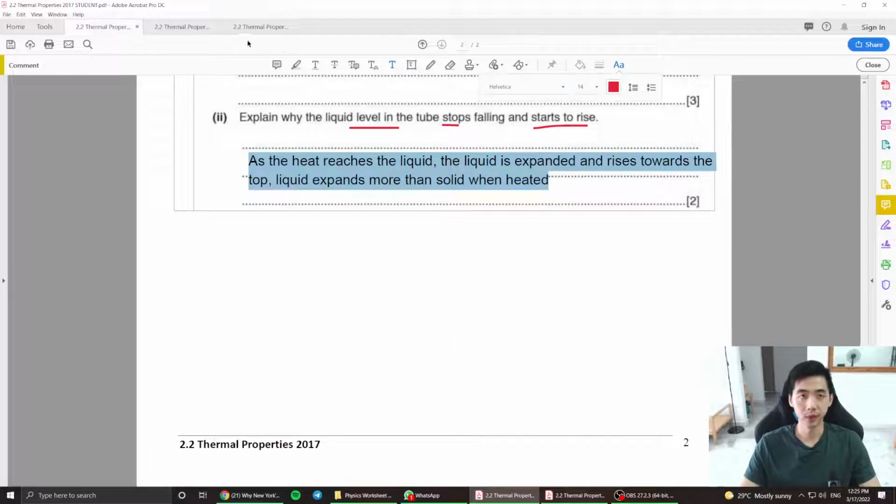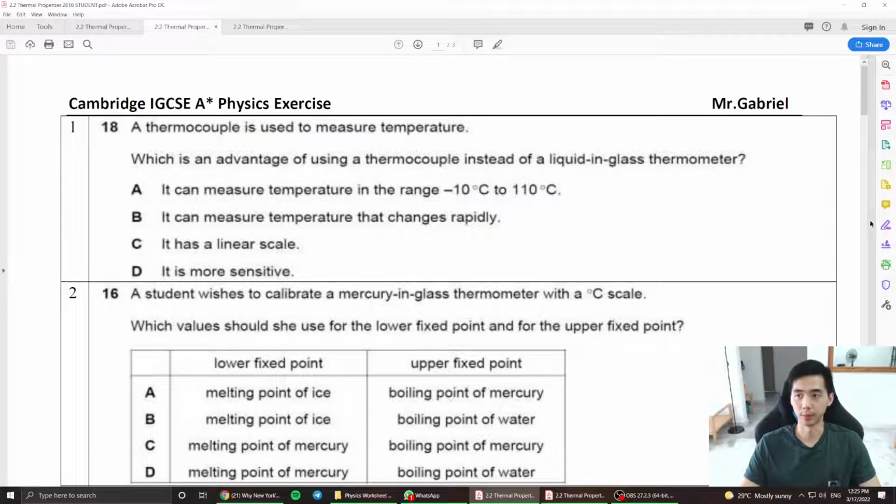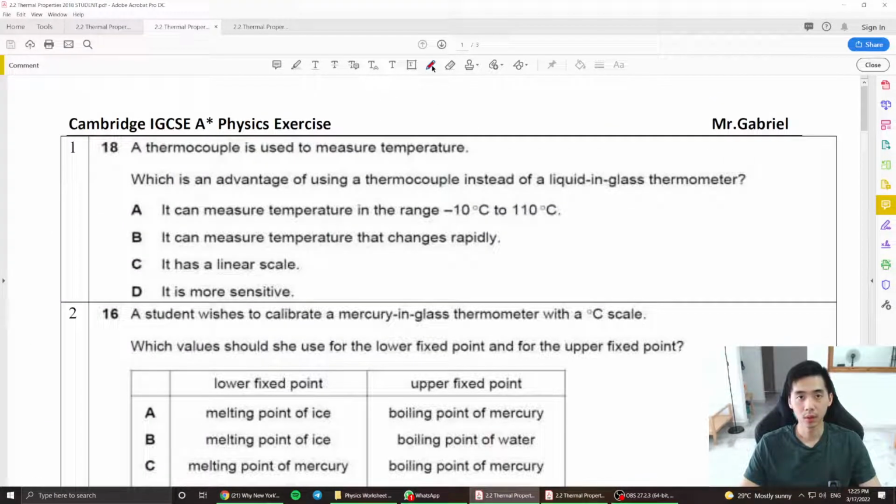Alright, then moving on to the next exercise here. Question number 1. A thermocouple is used to measure temperature. Which is an advantage of using a thermocouple instead of a liquid in glass thermometer?